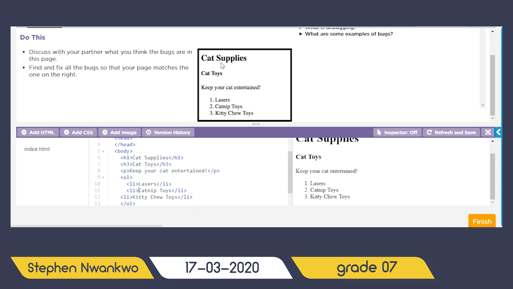Cat supplies, we have cat supplies. Cat toys, we have cat toys. Keep your cat entertained. Lasers, you have lasers number 1. Catnip toys number 2. Kitty chew toys number 3. So that is all. We go to the next lesson.